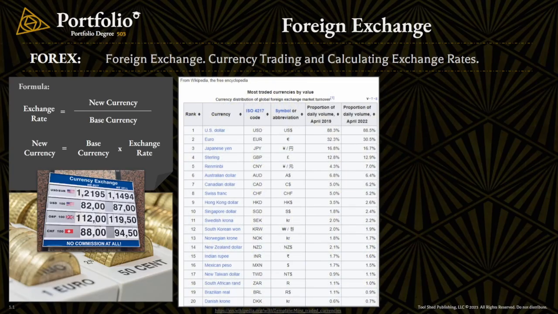Now, this here is a screenshot from Wikipedia, where you can see that as of April of 2022, 88.5% of all of the currency exchanged globally involved US dollars. The euro was second, encompassing another 30% of trades. Then you can see that's followed by the Japanese yen, the British sterling, the Chinese yuan, and then the Australian and Canadian dollars. The thing to keep in mind here is that if you're going to move money into another currency, just make sure it's a currency that you can also trade with and get out of in case it doesn't work out like you think it will.